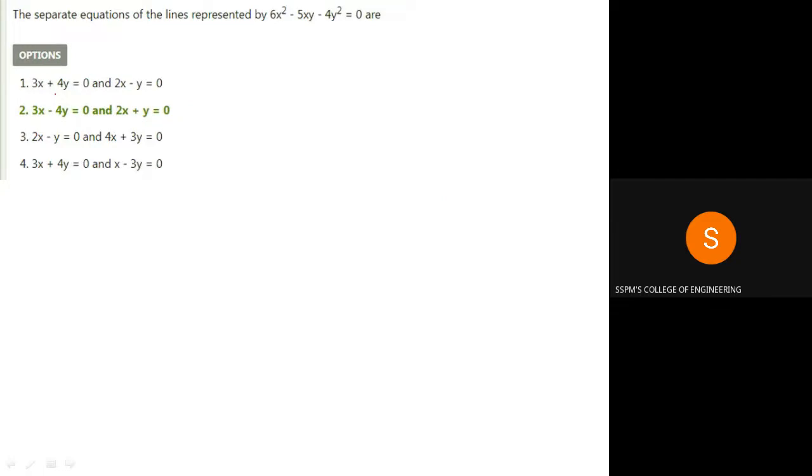Okay, next example. What is given here? In the example before the previous example, we found out the combined equation. We first found out the separate equations and then we multiplied them and got the combined equation. But in this example, the combined equation is already given. Okay, this is the combined equation. It is already given and we have to find the separate equations.